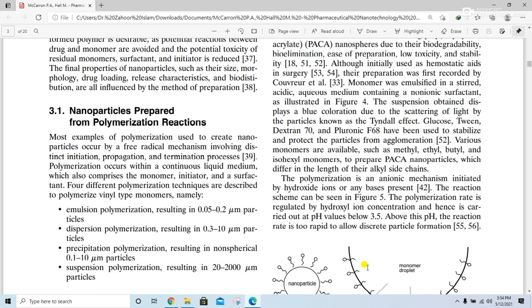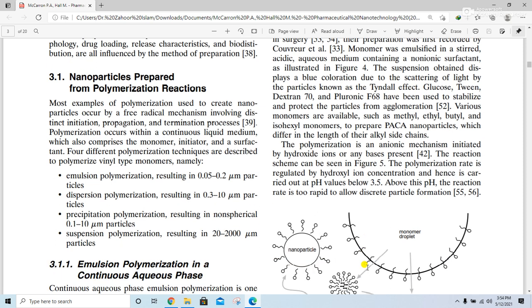The polymerization is an anionic mechanism initiated by hydroxide ions or any base present. The reaction scheme is given in Figure 5. The polymerization rate is regulated by the hydroxyl ion concentration, hence it is carried out at a pH value below 3.5. Above this pH, the reaction rate is too rapid to allow discrete particle formation.